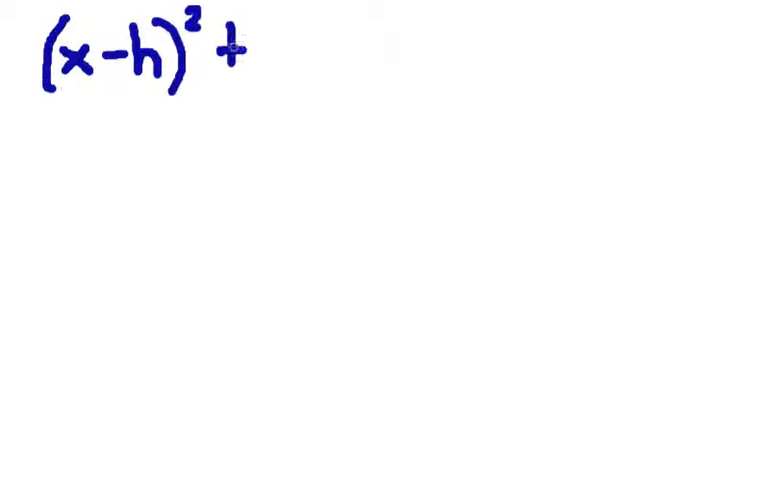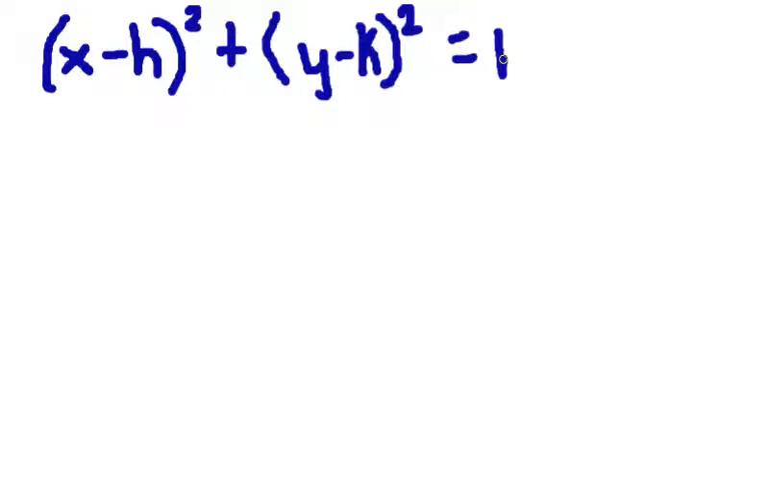The equation of a circle can be represented by (x minus h) squared, then you add (y minus k) squared. And then this is the standard form of the equation of a circle, and this is going to equal r squared, or your radius squared.